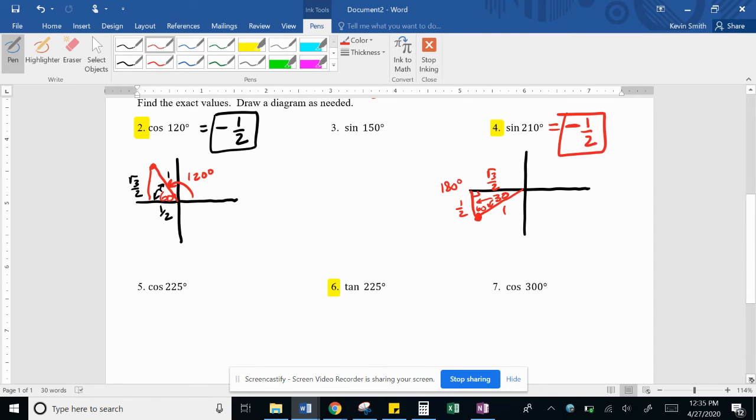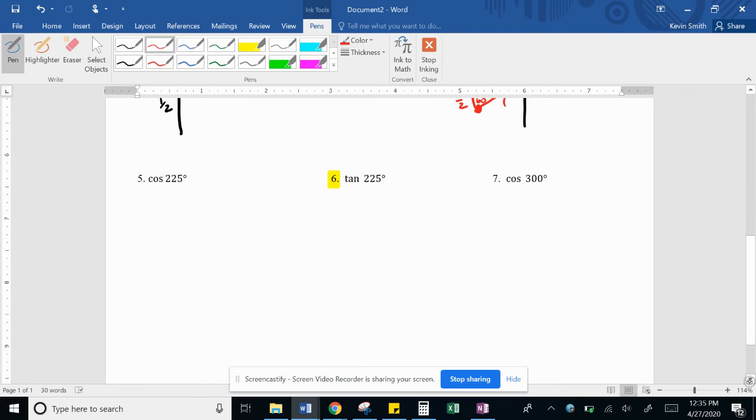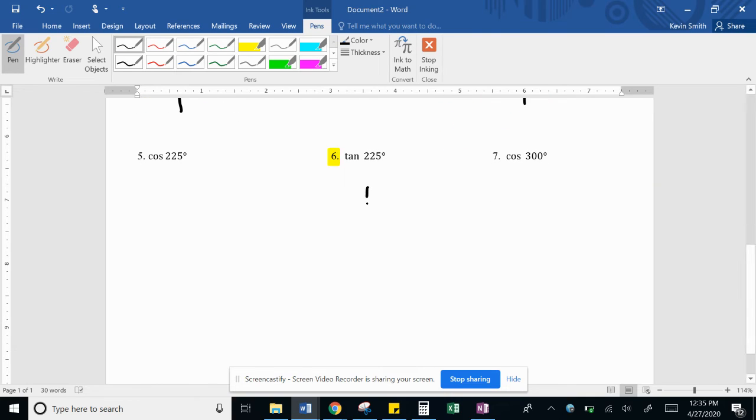And the last problem here, the tan of 225. So 225 will also be in the third quadrant. That would give me a 45-degree angle here. So I'll make my triangle. Radius will be 1, root 2 over 2, root 2 over 2.